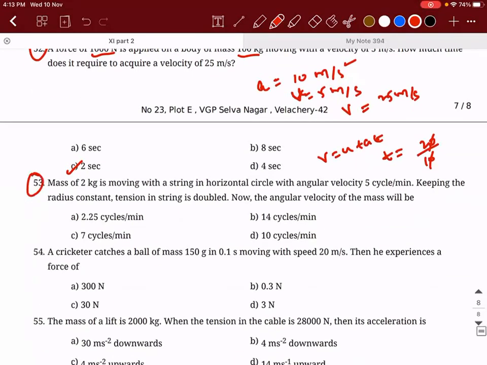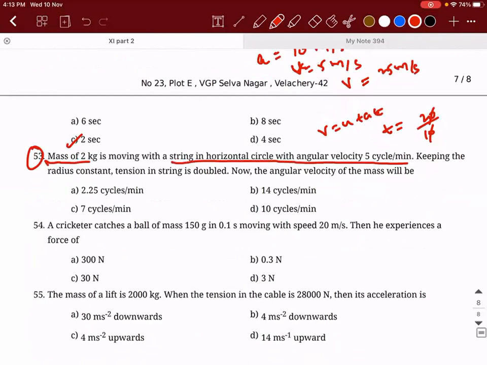53rd. A mass of 2 kilogram is moving with a string in a horizontal circle with an angular velocity of 5 cycles per minute. Keeping the radius constant, the tension in the string is doubled. Now the angular velocity of the mass will be. So how to solve this problem?